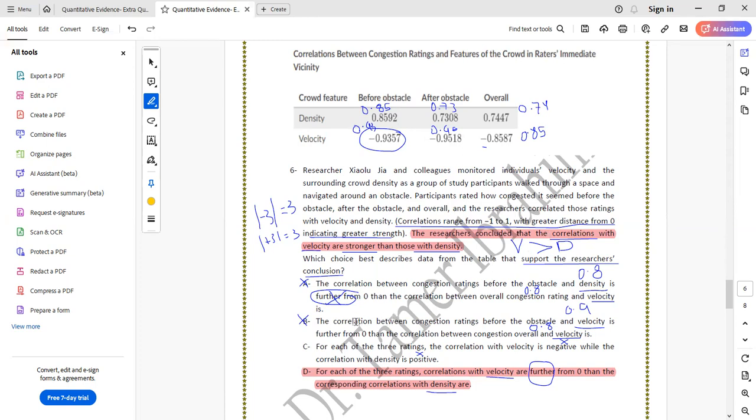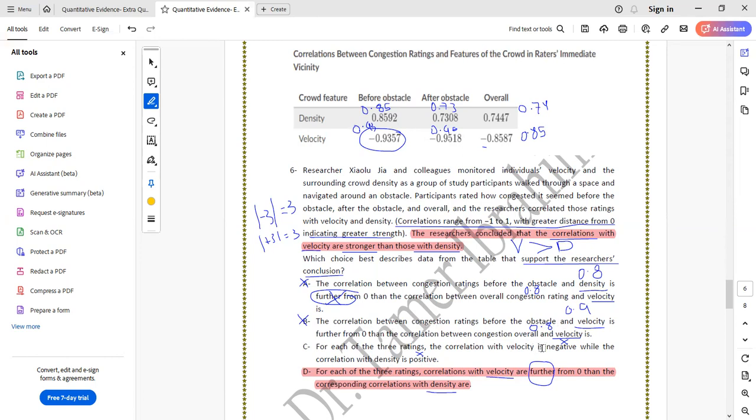B, the correlation between congestion rate before the upscale and velocity is farther from 0 than the correlation between congestion overall and velocity. No, here it is velocity and density. For each of the 3 ratings, the correlation with velocity is negative, while the correlation with density is positive.